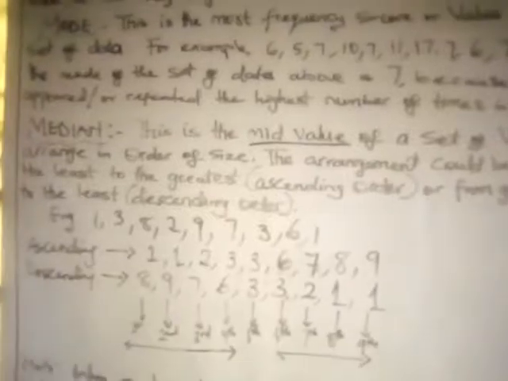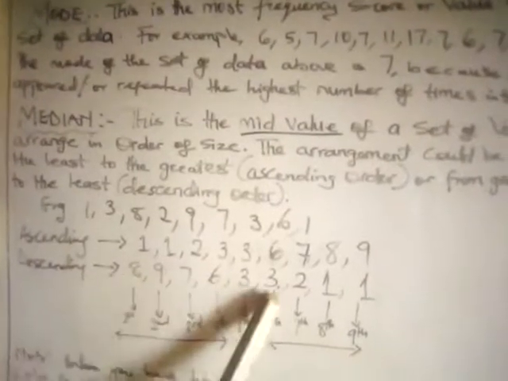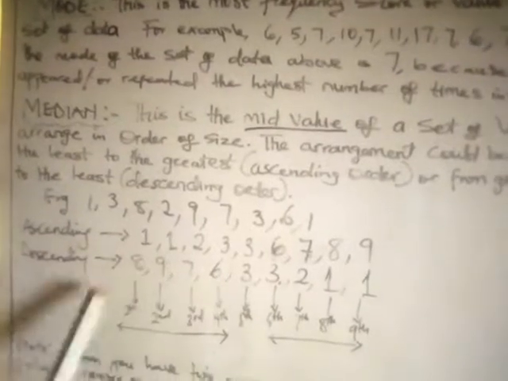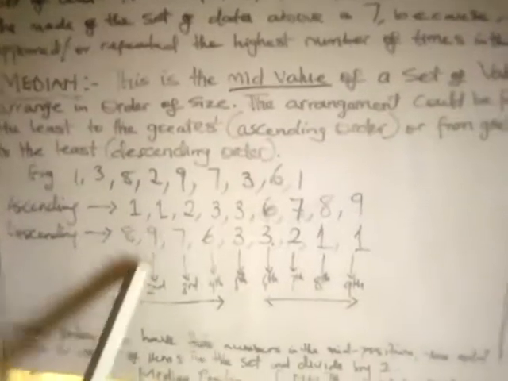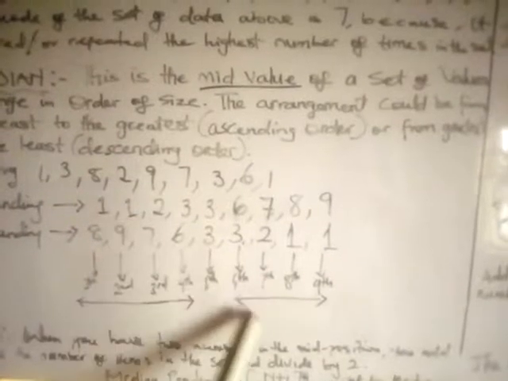start from the highest or the greatest, which is 9 8 7 6 3 3 2 1 1. That is the other side of this. So the first here is the first value, the second value, the third position, the fourth, the fifth, the sixth, the seventh, the eighth.